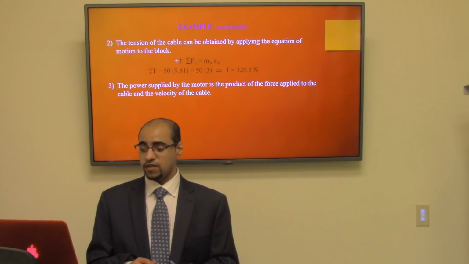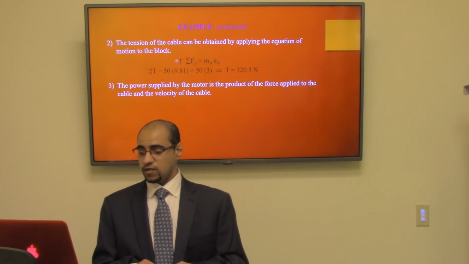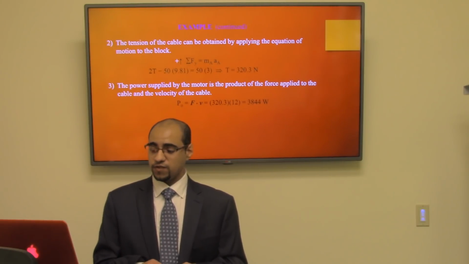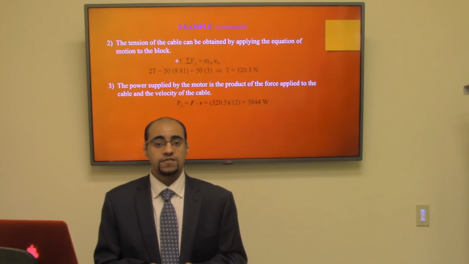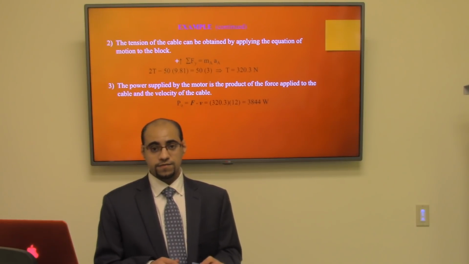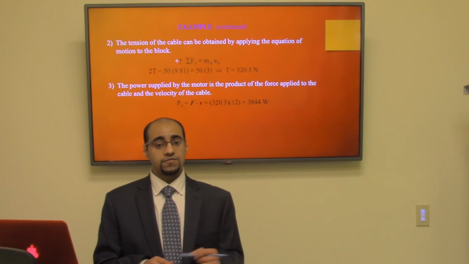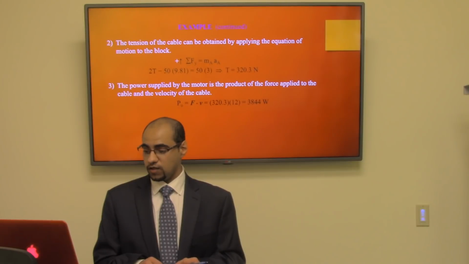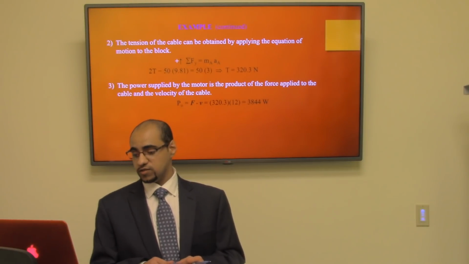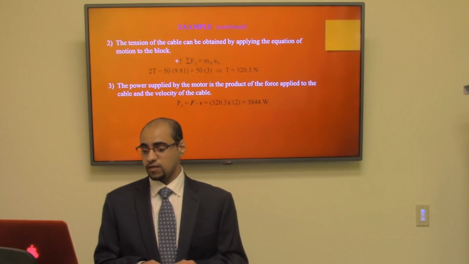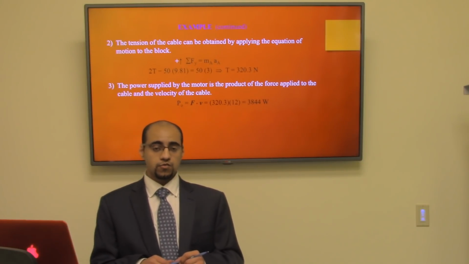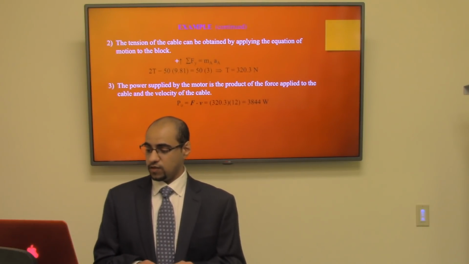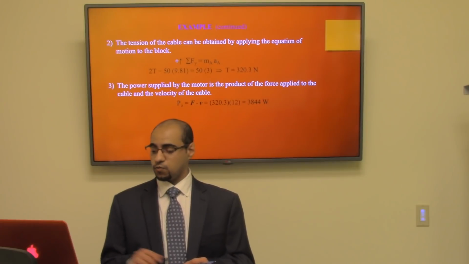3. Now we have to find the power supplied by the motor, the product of the force applied to the cable. So the power equals F times v, where F is the force and v is the velocity. The velocity, as given in the question, is 12 meters per second, and the force is 320.3. If we multiply together, we'll have 3,844 watt.